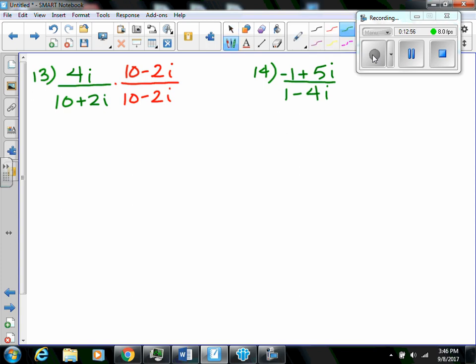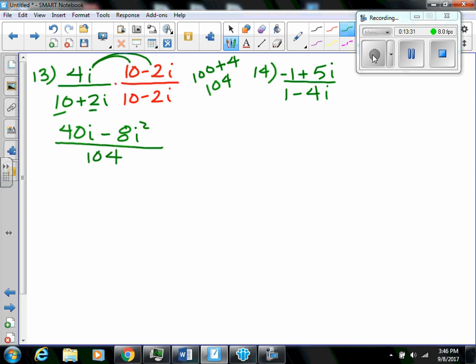So on the top, I'm going to distribute. 4i times 10 is a 40i. And 4i times negative 2i is a negative 8i squared. For my denominator, I'm going to do the shortcut. If you remember, I told you a little shortcut. The shortcut is you're going to take whatever number you have here and square it. That's 100. Take whatever the coefficient is here and square that. That's a 4. And then add them together. That's 104. That's the shortcut for your denominator.